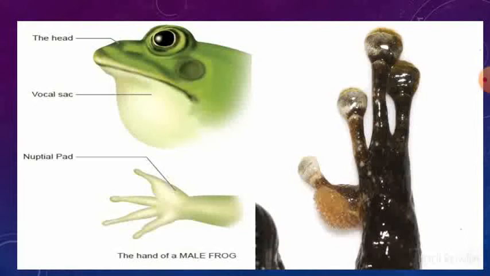And the male has a nuptial pad. So in the case of male, a cushion-like pad develops on the index finger. You can see in this image, on the index finger there is a cushion-like pad. During the breeding season, it develops. So it is called a nuptial pad. This nuptial pad helps to grip the female during copulation. Okay, so it is called a nuptial pad, which is developed on the index finger during the breeding season.